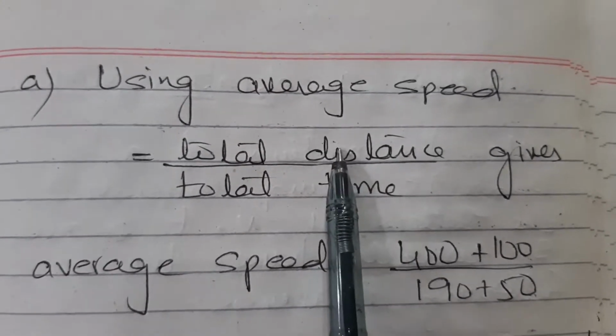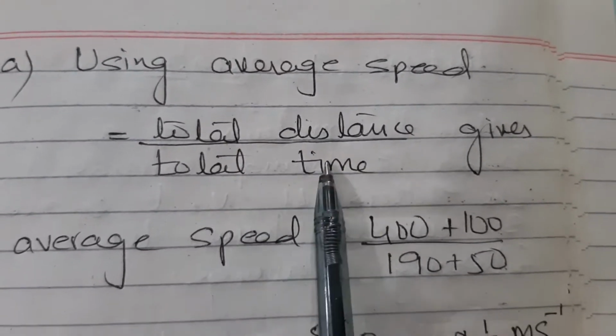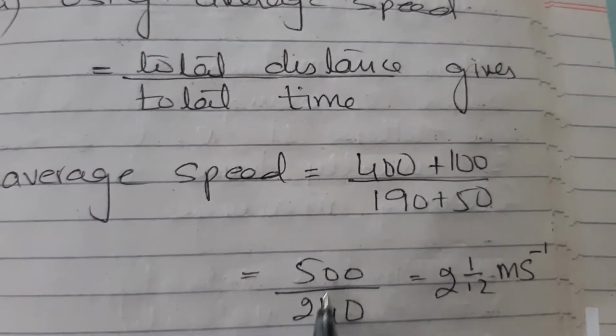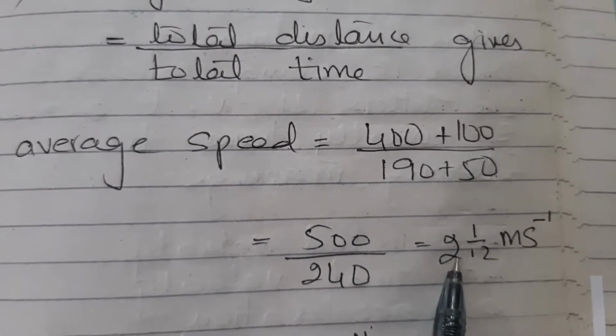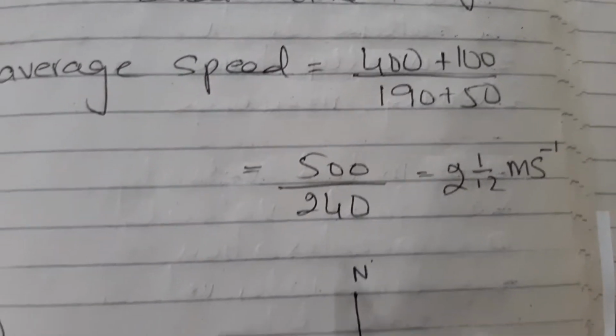So here it is, which I was just explaining. Average speed is total distance over total time. So I'm adding up distances and I'm adding up time. So I get 2 whole 1 over 12 meter per second. This is my average speed.